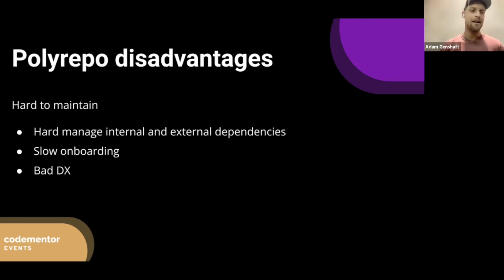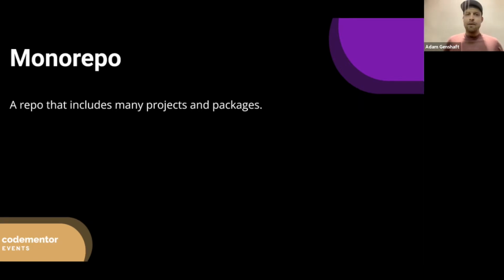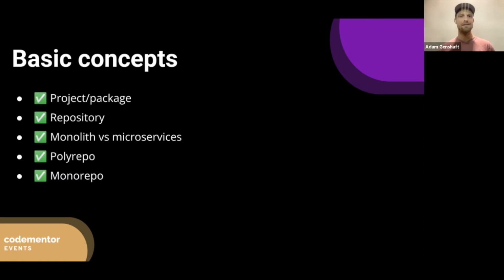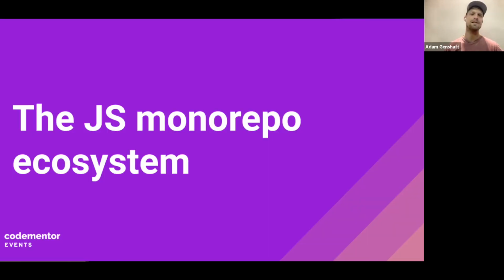And so the answer is the Monorepo. A Monorepo is basically just a repository that has many projects and packages. So these are the basic concepts. And let's go to the next section, which is the JS Monorepo ecosystem.